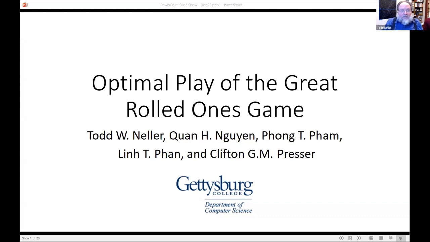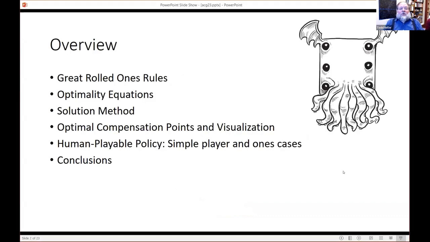In this talk, we're going to first share the rules of the game and the optimality equations for the 2-player game, and our solution method for those equations. We'll look at optimal compensation points, which we could also call komi, as in Go, for fairest play, and a visualization of the optimal strategy. We'll also be presenting one simple human playable policy that does surprisingly well against optimal play.